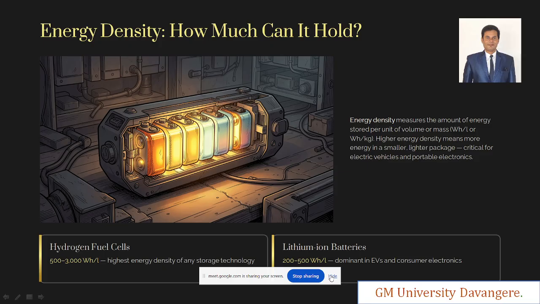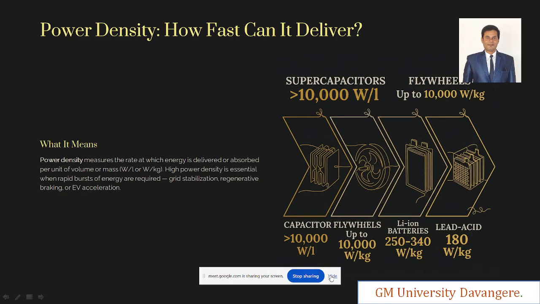So which is dominant in the EV, right? Where we have taken the EV, dominating EV and the consumer electronics also for the lithium ion batteries. If you see the power density, how fast it can deliver. As I told, the power density speaks about how fast it is going to discharge. That is given the example of the capacitor. You can see we have the capacitor over here.